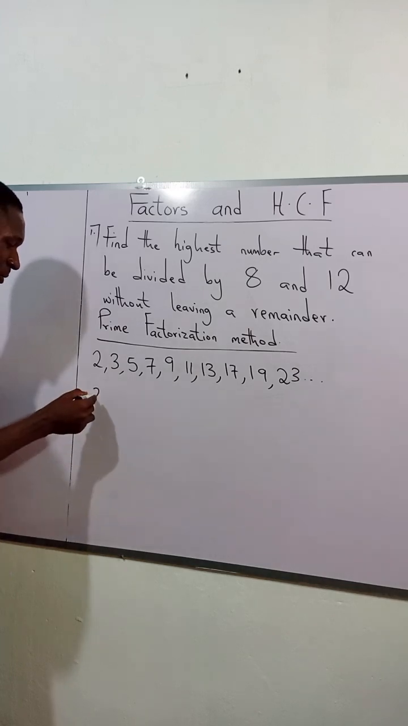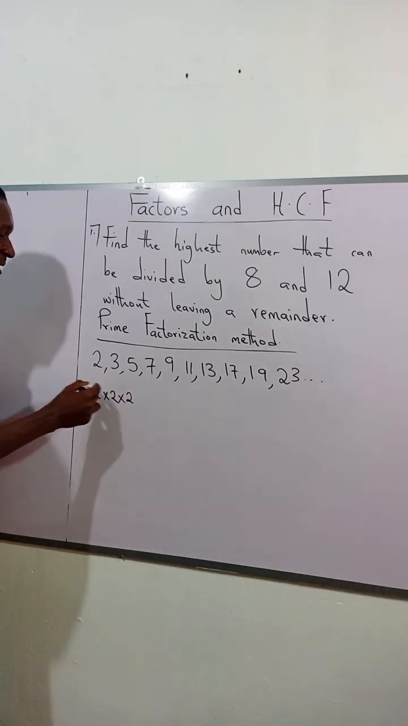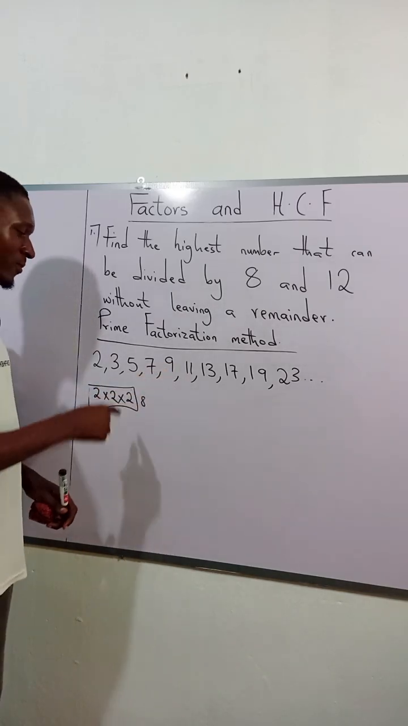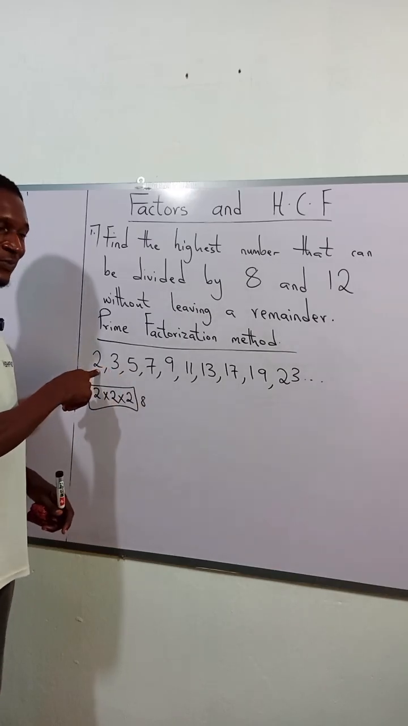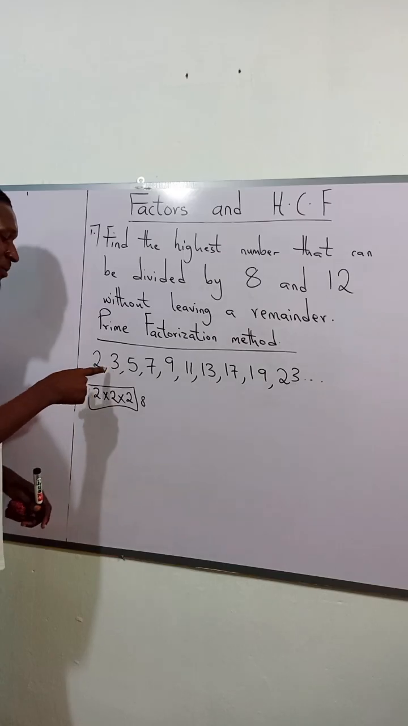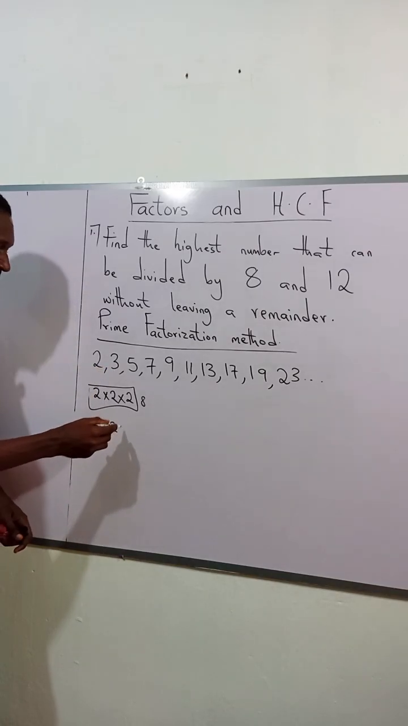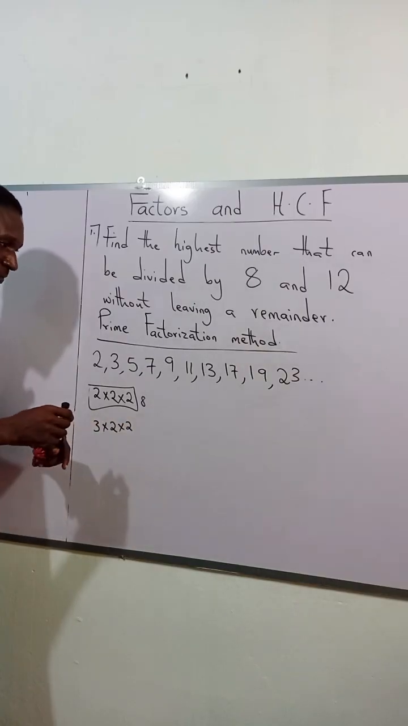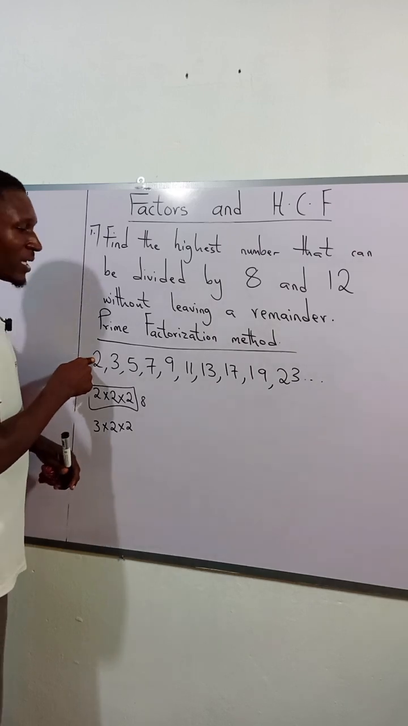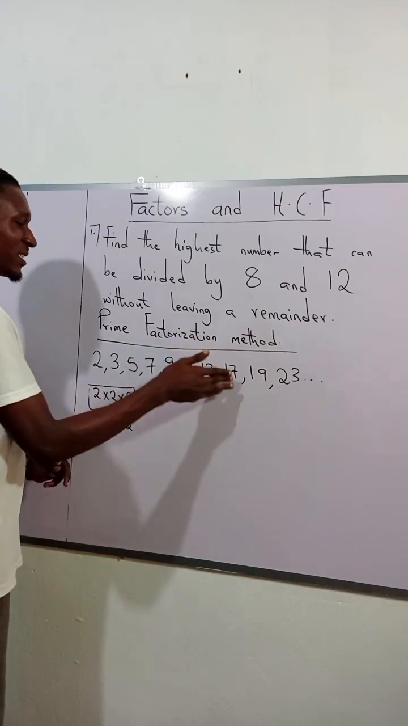You get it. To get 8, you say what? 2 multiplied by 2 is what? 4. 4 multiplied by 2, 8. So this is the same thing as 8. To get 10, we say 5 multiplied by 2. To get 11, it's here. To get 12, you say 3 multiplied by 2 multiplied by 2. Look at it. 3 multiplied by 2 is 6. 6 times 2 is what? 12. To get 14, you say 7 multiplied by 2. To get 15, you say 5 multiplied by 3. Are you seeing it? 17 is here.